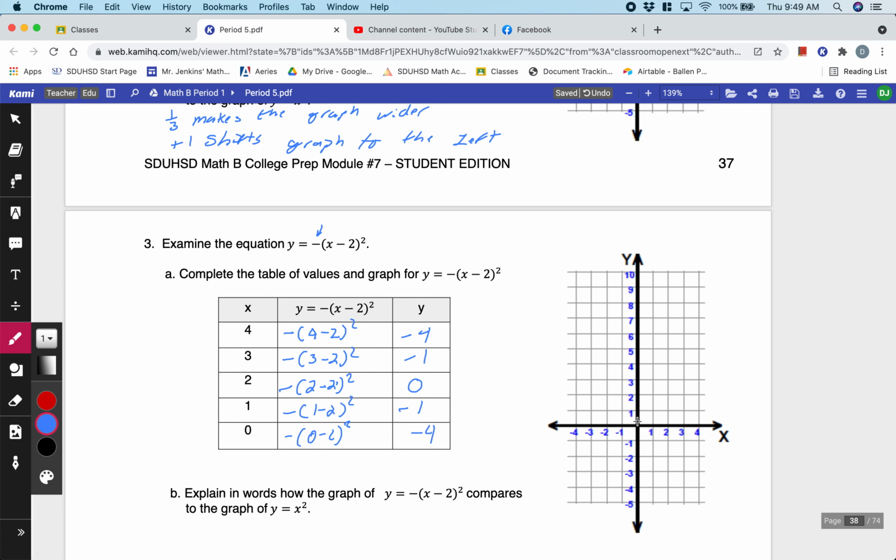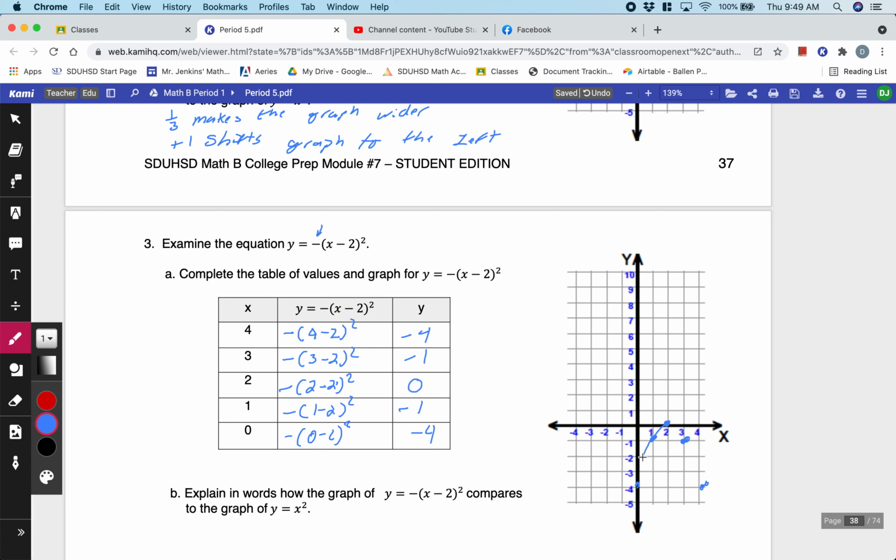So let's go ahead and graph these now. We go over 4, down 4, over 3, down 1. 0, 0 is right there. Excuse me, 2, 0, that's not correct, 2, 0 is right here. Then we go 1, -1, and then over 0, down 4.